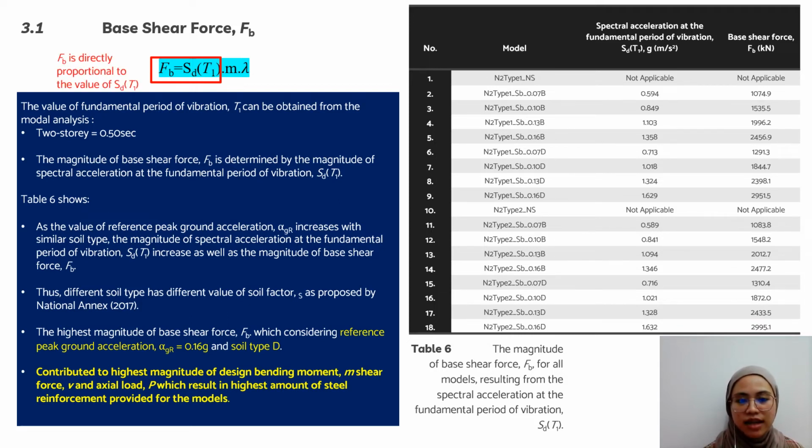Thus, different soil type has different value of soil factor as proposed by National Annex. The highest magnitude of base shear force, which considers reference peak ground acceleration 0.16 g and soil type D, contributed to the highest magnitude of design bending moment, shear force, and axial load, which results in the highest amount of steel reinforcement for the models.